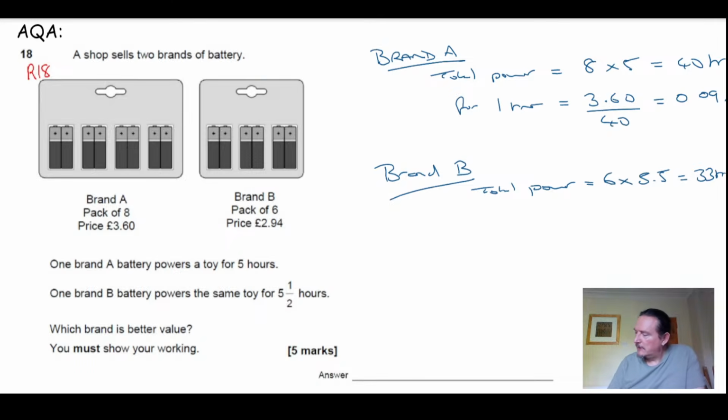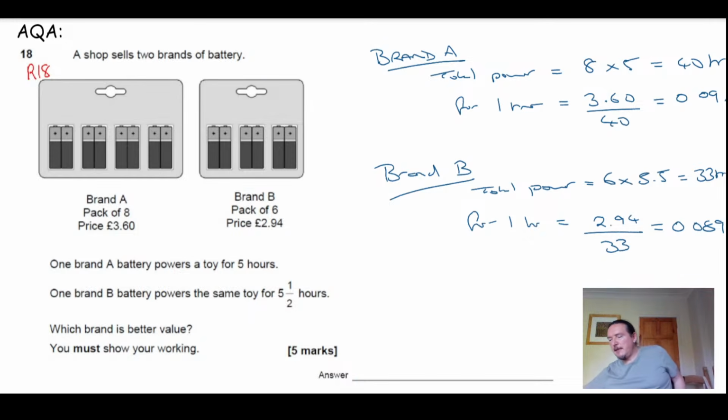And then the other one is similar. For 1 hour, it's going to be the cost of the 6 batteries divided by the 33 hours that they last. So what's £2.94 divided by 33? That's slightly less again, like 0.089. So it's a little bit less than 9 pence, 0.089 pounds per hour. So here brand B offers a slightly better rate. Okay, so that's brand B.